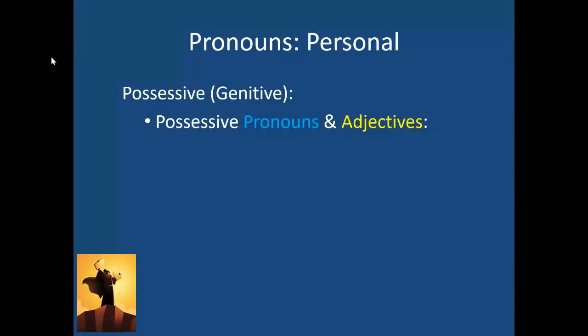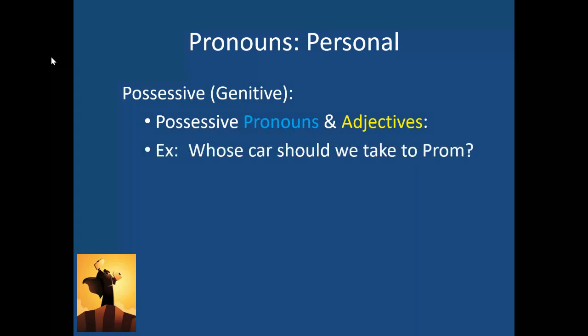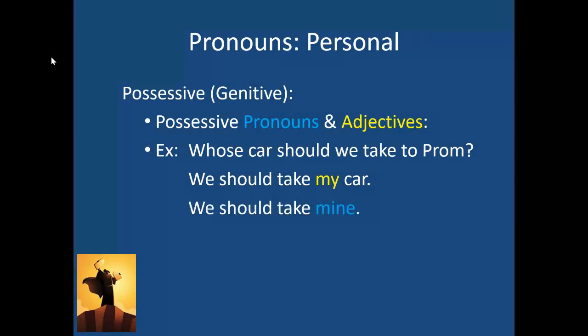Lastly, we call the possessive case, sometimes referred to as the genitive case. And so they show up as both pronouns as well as adjectives, as we saw on our list. So if I said, whose car should we take to prom? We could say we should take my car, and that would be the adjective, seen here in yellow. Or we could say we should take mine, which would be the pronoun. And so we call them possessive pronouns and possessive adjectives, all on the same list. But once again, you'll notice that the my is modifying a noun, car, and mine is a noun by itself.